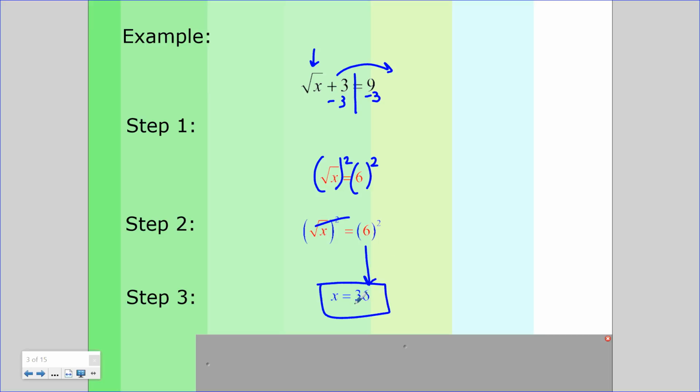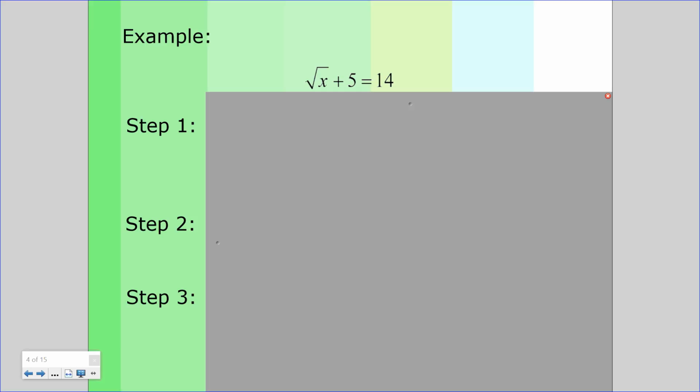And you can check this by replacing x with 36. So the square root of 36 plus 3 should equal 9. So 6 plus 3 equals 9. We are good.